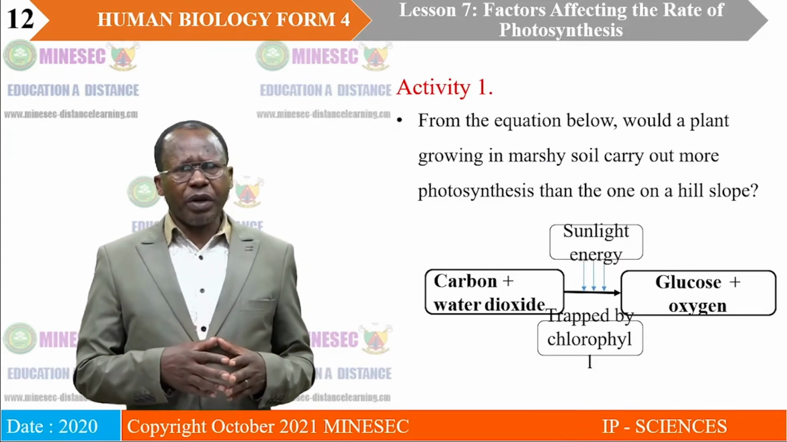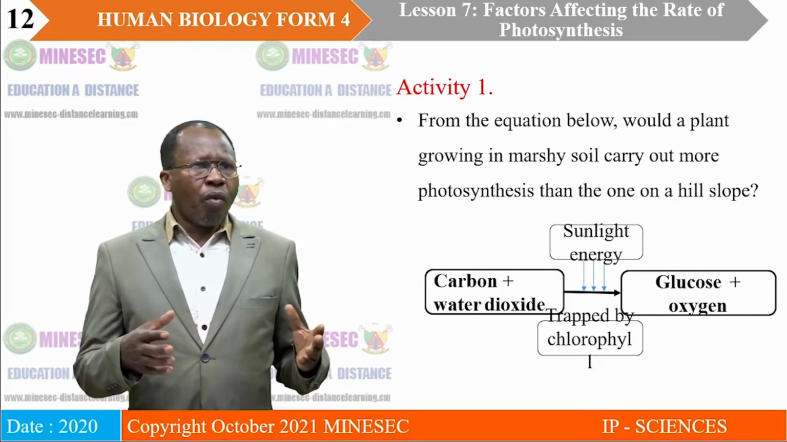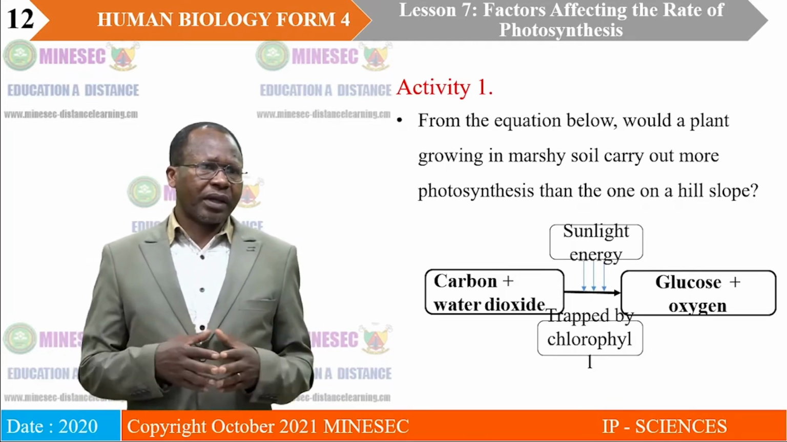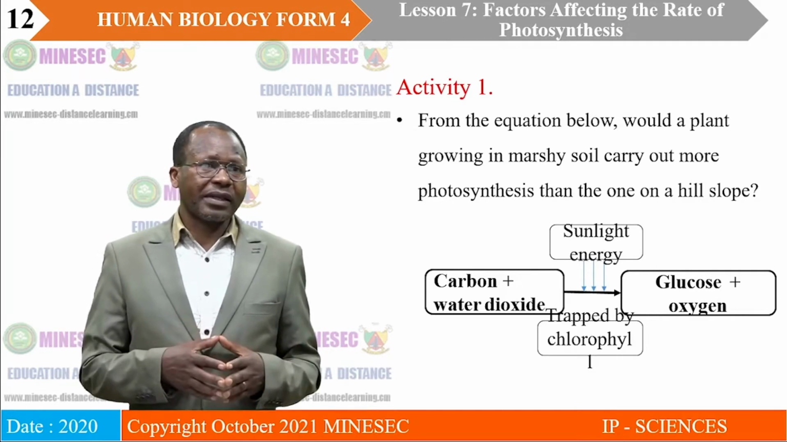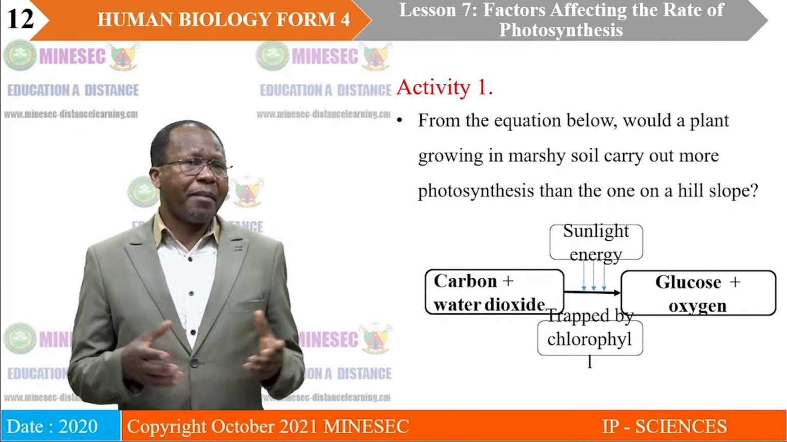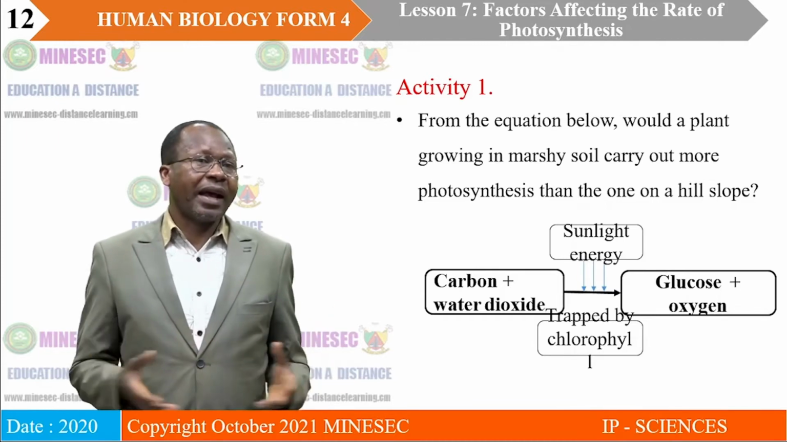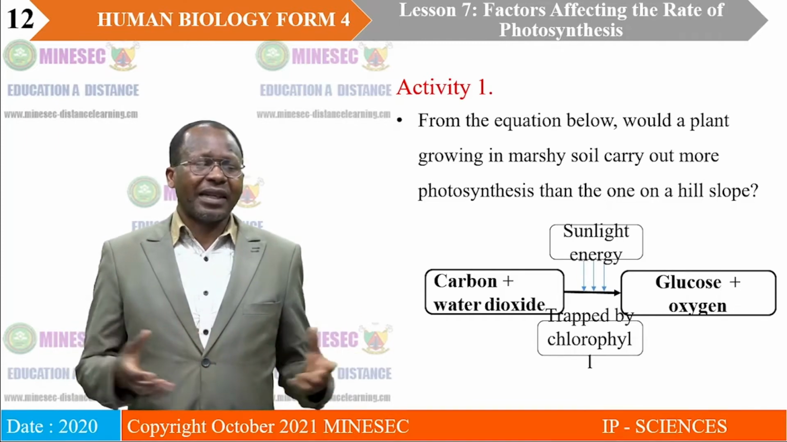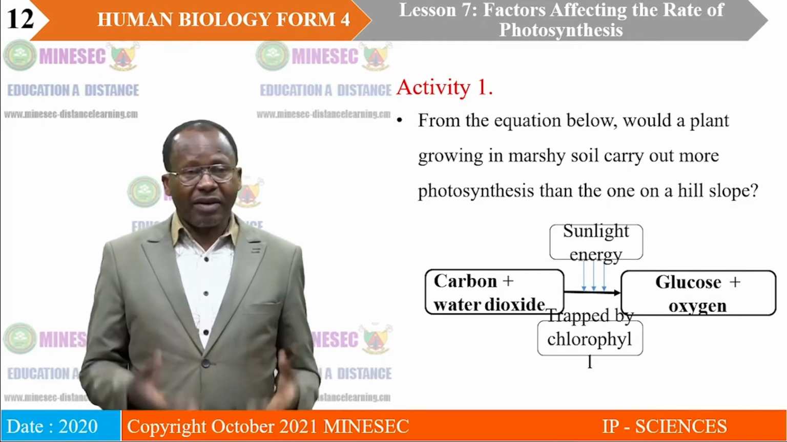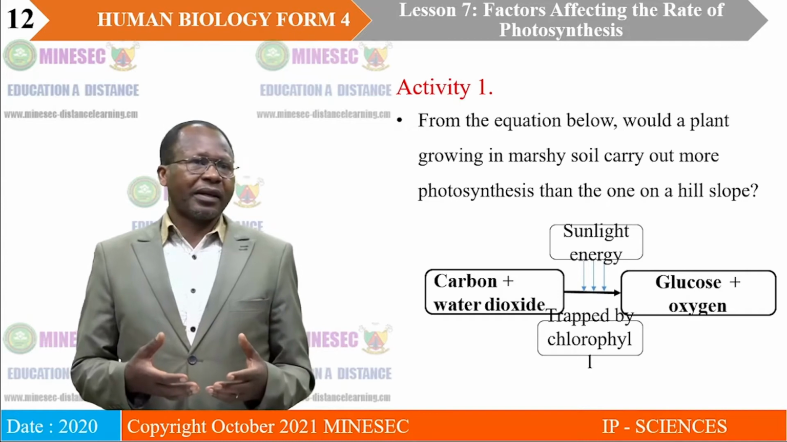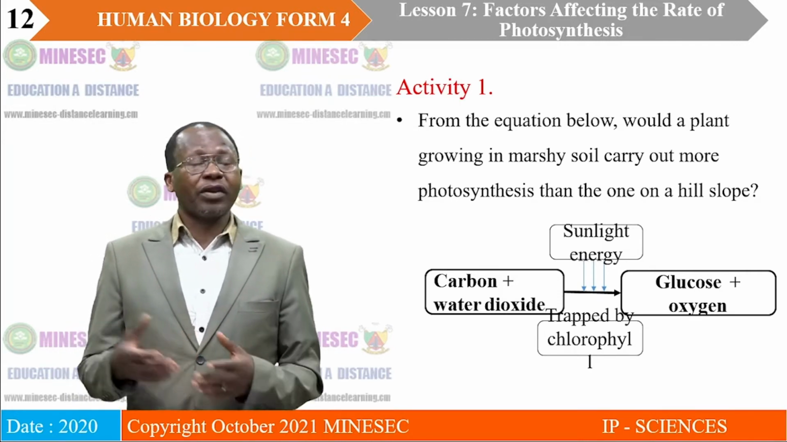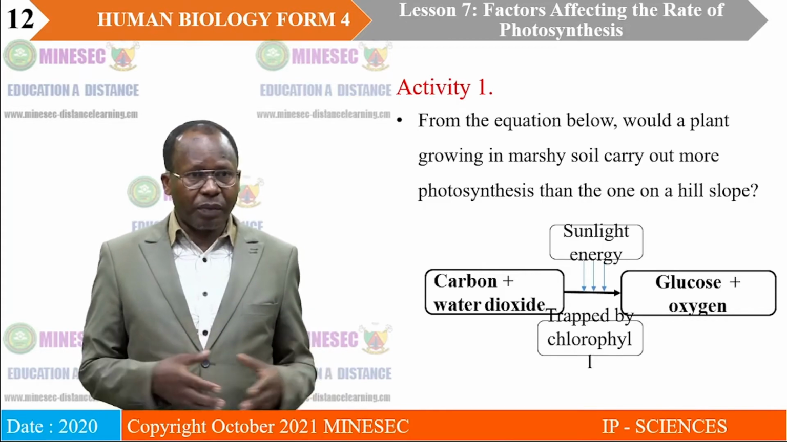From the equation below, would a plant growing in marshy soil carry out more photosynthesis than the one on a hill slope? What do we mean by marshy soil? We mean an area that is waterlogged. It has a lot of water. Will the presence of that water in that land make that plant carry out more photosynthesis than the plant growing on a hill or the slope?